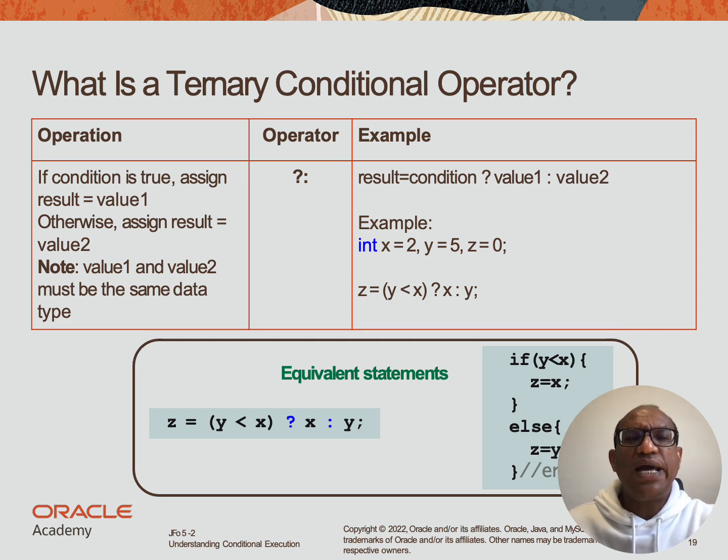First one is y less than x. This Boolean expression or condition is being evaluated. The second one is question mark x. If y is less than x is true, z will be assigned the value of x. The third part is colon y. If y is less than x is false, z will be assigned the value of y. In the slide example, z will be assigned the value of 5.